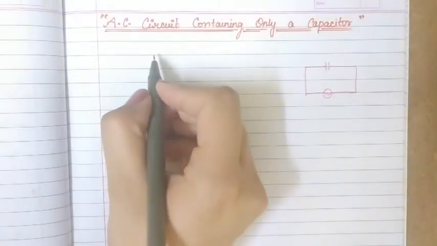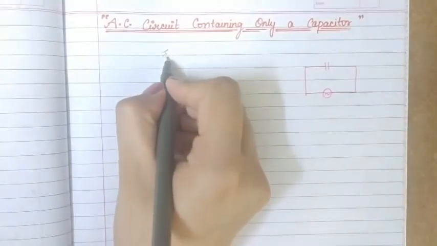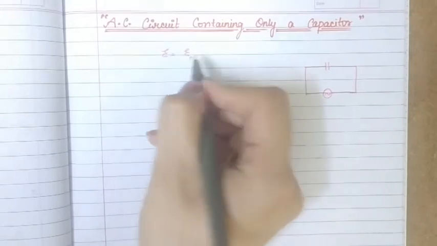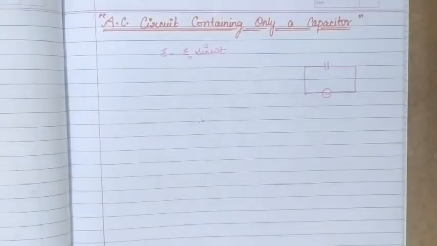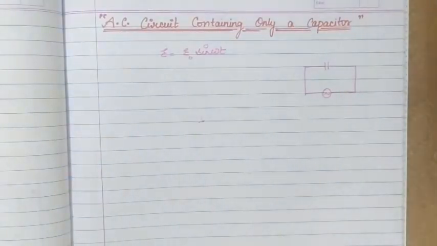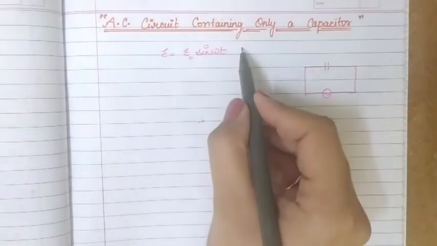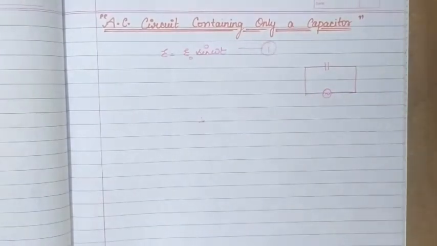Let this AC source have an alternating EMF. Epsilon is equal to epsilon naught sine omega t. This is the alternating EMF of the source. This will be equation number 1.